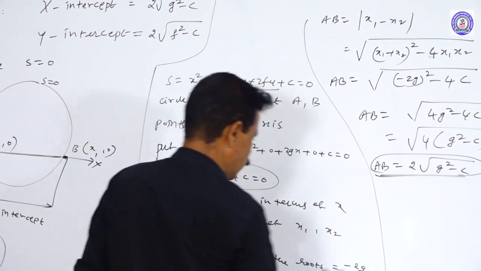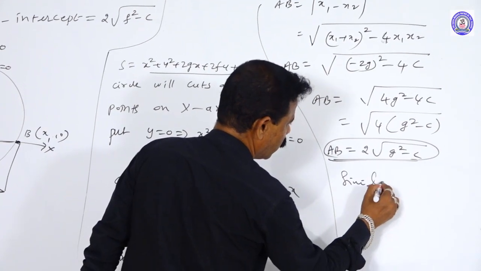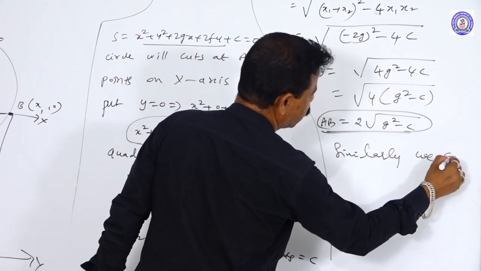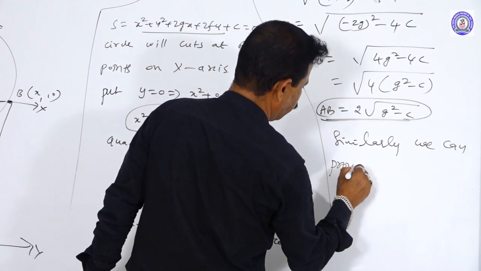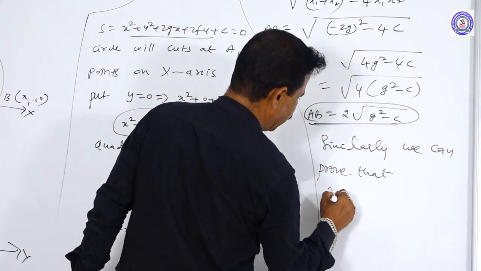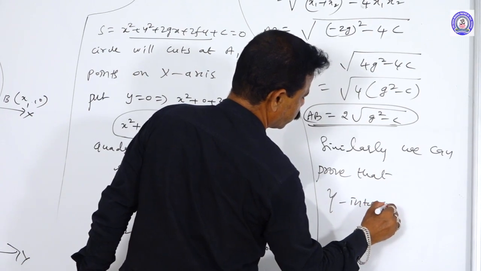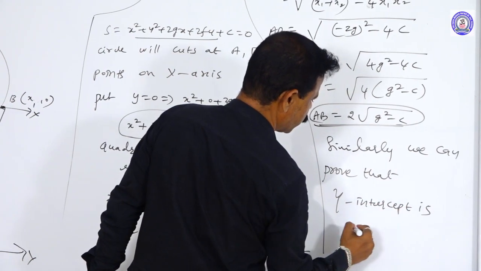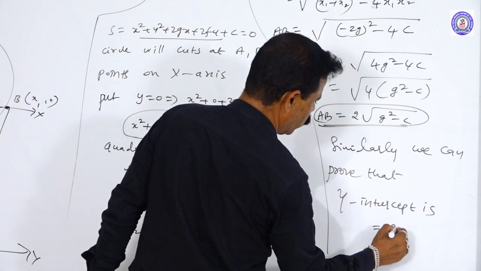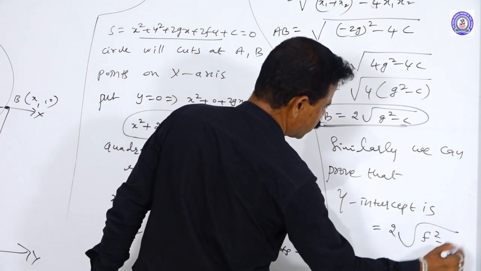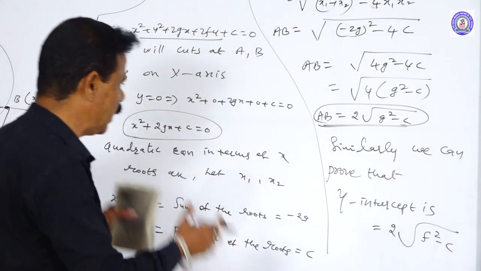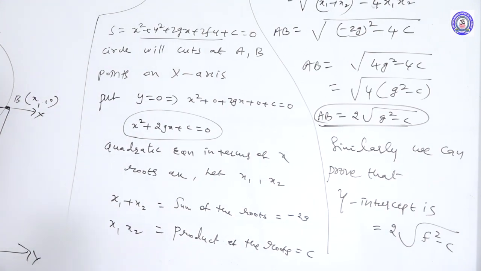Similarly, we can prove that the y-intercept is equal to 2 root f square minus c. These are the lengths of the intercepts on the x-axis and y-axis.